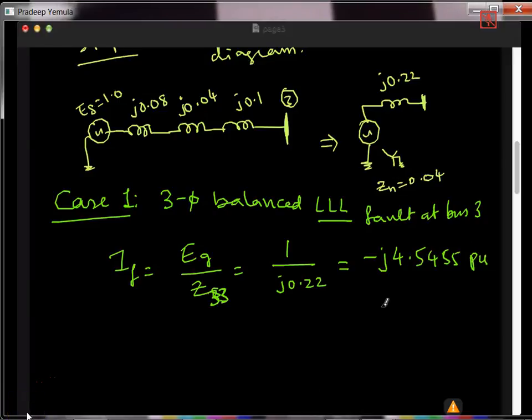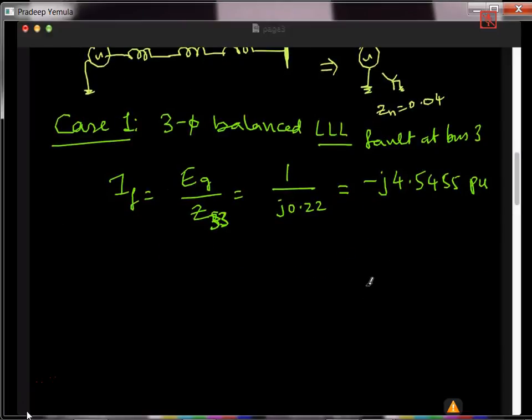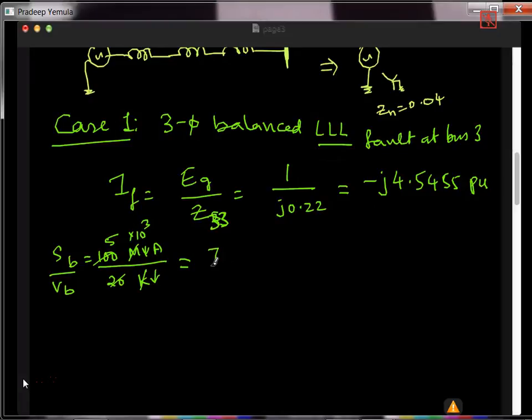So how to get the actual fault current? This is in per unit. How to get it in amperes? So see, S base is 100 MVA divided by V base, which is 20 kV for the generator, sorry, not for the transformer. So this will be 5 times. Kilo will go with mega into 10 power 3 and voltage will cancel. So I base is 5000 amperes.